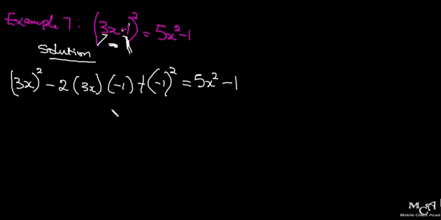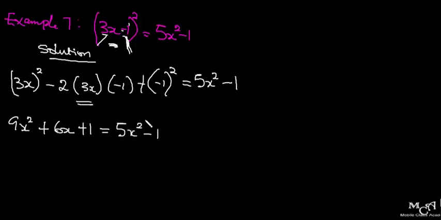So let's solve this side first. 3 squared is going to give us 9. x times x is going to give us x squared, minus 2 times 3x, that's minus 6x, times minus 1, that would be plus 6x, right? Minus 1 times minus 1 is going to give us 1. So we have plus 1 here, equals 5x squared minus 1.